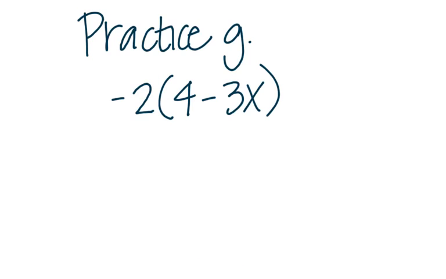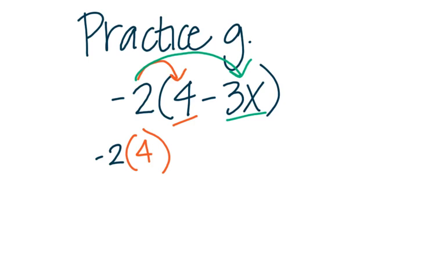All right, try this one out. Negative 2 parentheses 4 minus 3x. See how you do. Okay, we're going to distribute. So I'm going to take my negative 2 and multiply it by my 4. And then I'm going to take my negative 2 and multiply it by my negative 3x.